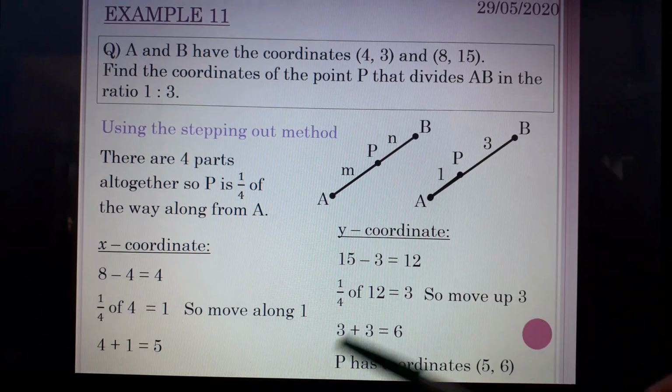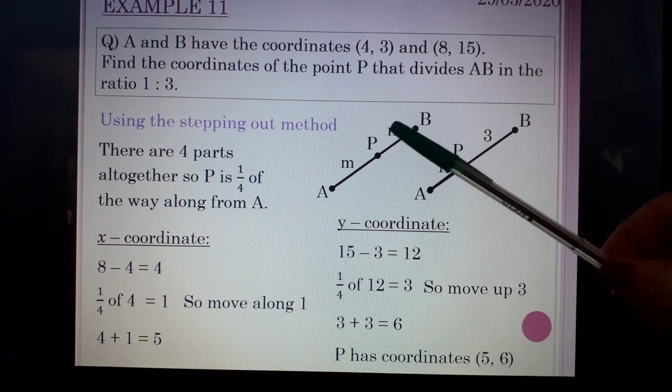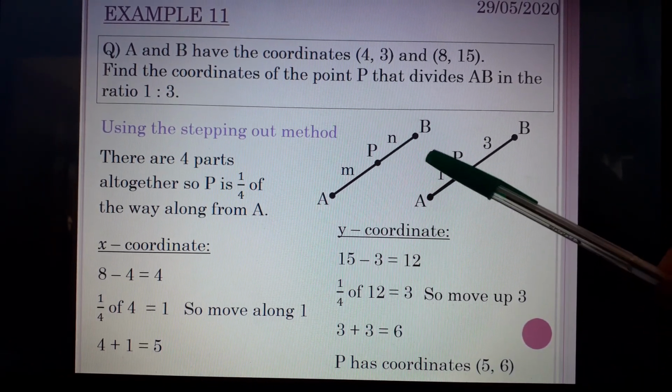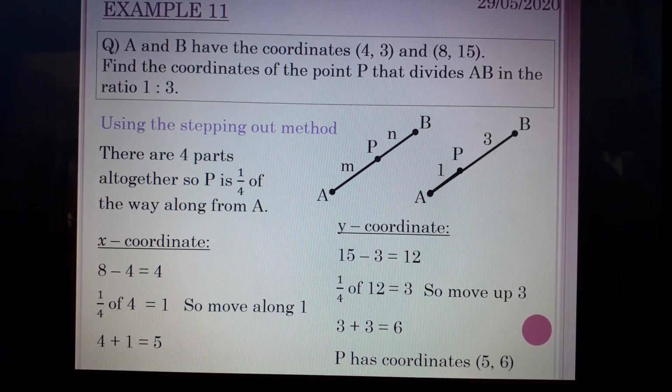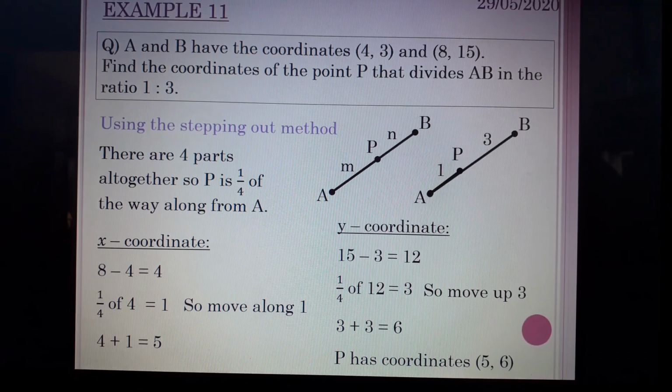This one here I think is particularly good if it's an end point that you're finding and not one that's somewhere in the middle. So whatever you do from there to there, you can see that you do 3 times more to go from there to there and so on. So that one is particularly good. But you can use your section formula for that just the same.